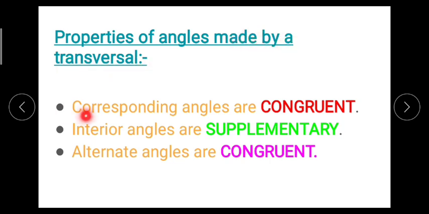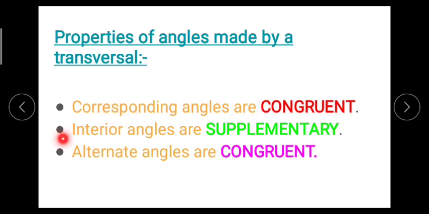First property is related to corresponding angles. Corresponding angles are congruent. Congruent means equal. So whenever we get a corresponding angles pair, those corresponding angles are congruent. We are going to solve questions based on this. Students, don't worry. Just understand these properties.